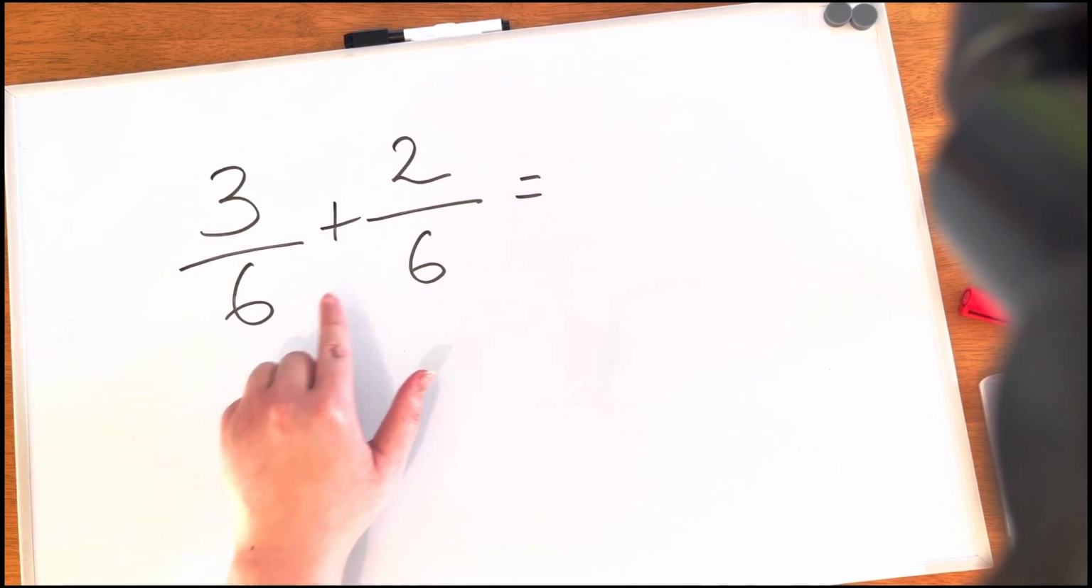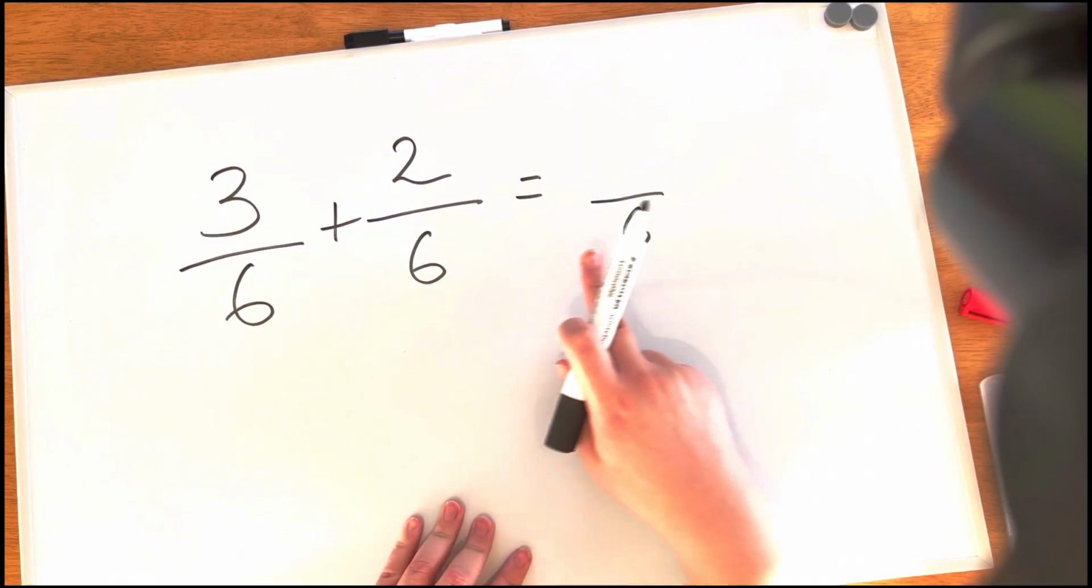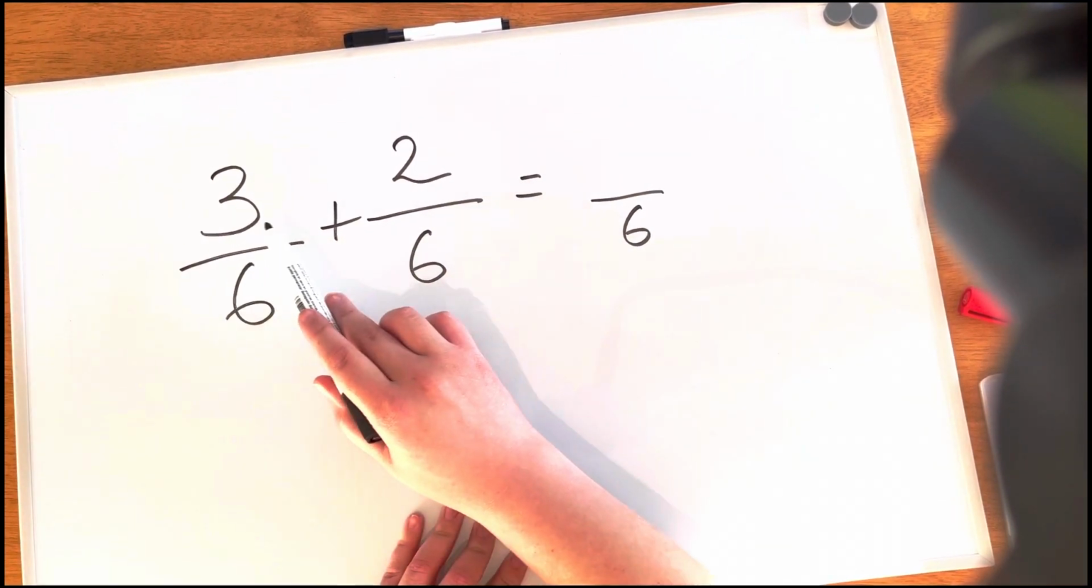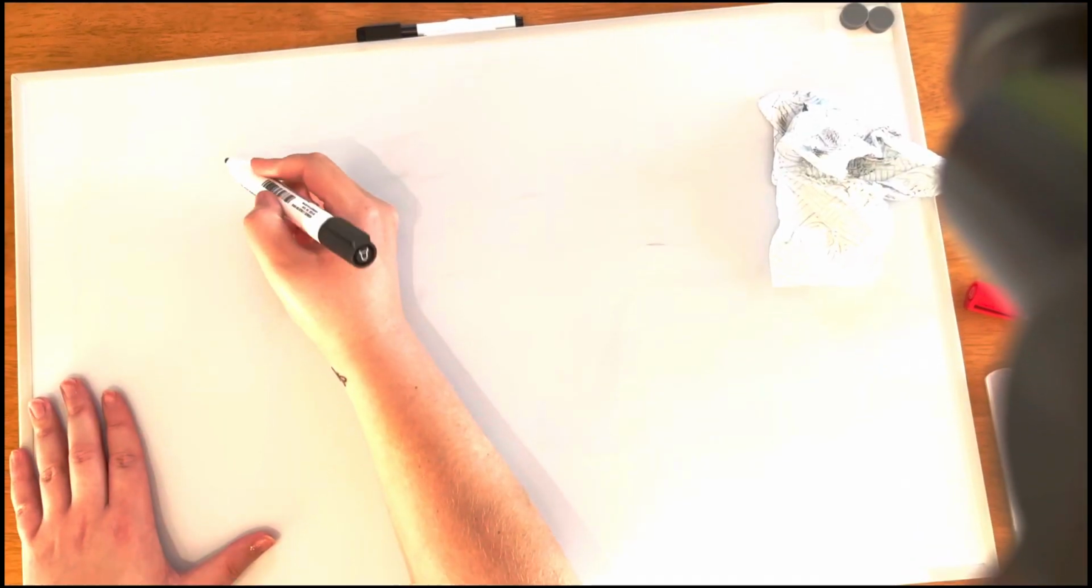So when we have the same denominator, it just stays the same. We carry it over. So we know that that's going to be 6. And then we just add our top. So 3 plus 2 is 5. Let's try another one.